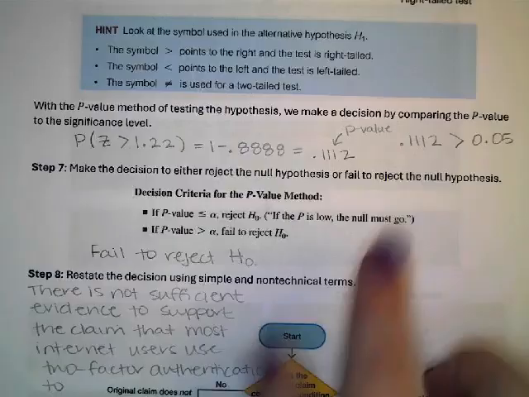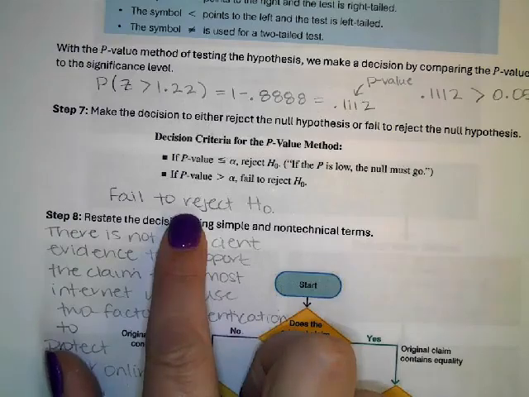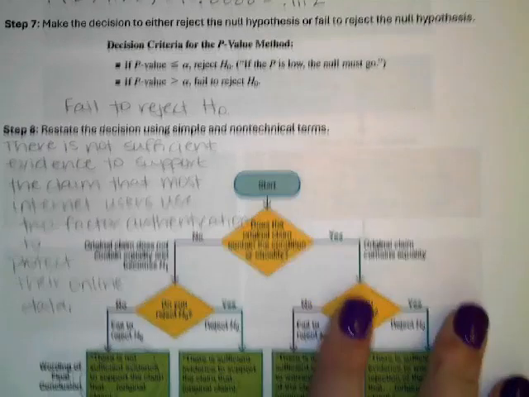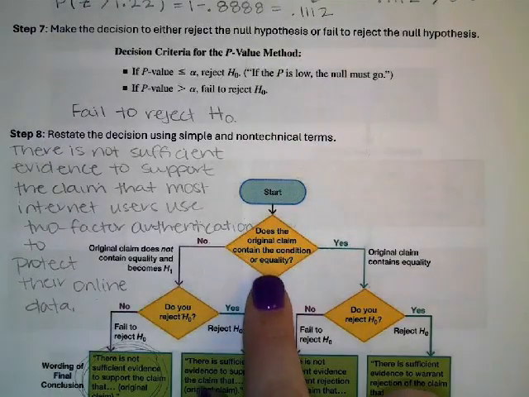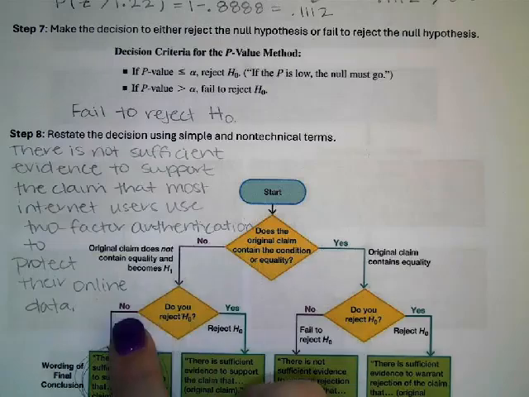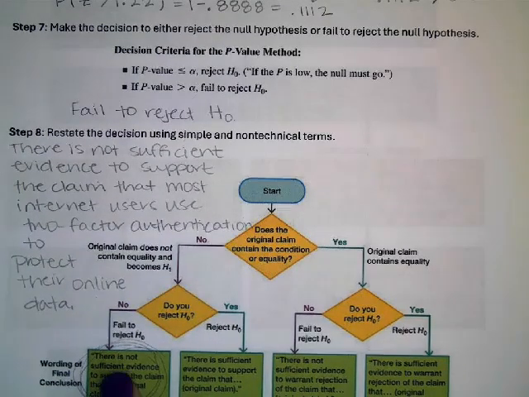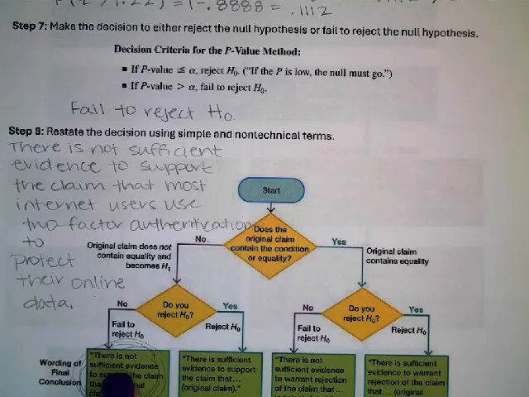So we looked at this, we said our original claim did not contain the condition of equality. The original claim was that most people, more than half, would use two-factor authentication. And so no, we did not contain equality. We failed to reject the null hypothesis, and so we need to phrase our sentence interpreting our results this way. So those are the steps that you're going to do when you walk through one of these problems doing a hypothesis test.